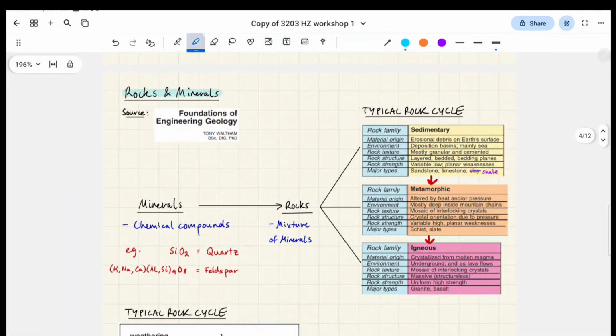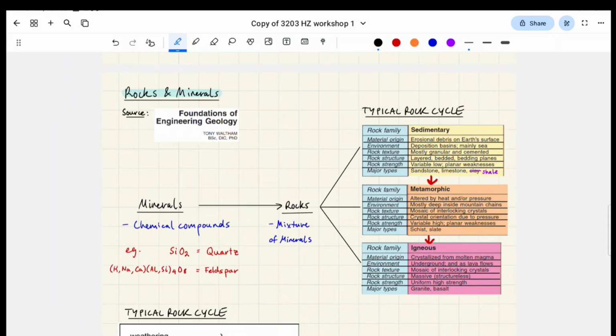Okay. With rocks and minerals, right? So this is from some book on engineering geology that I found. This is essentially the typical rock cycle that you're going to find. They don't dive into this until next week, but I think it's good to give you guys some sort of overview because I think this is the best point to start in terms of teaching the course, right?